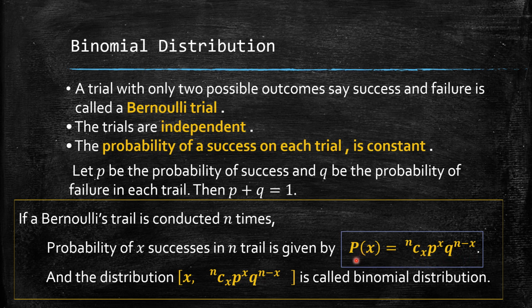This is the probability function of the binomial or Bernoulli trial, and the collection of x along with its probability function, that is x and nCx p power x q power n minus x, defined for each x, is called the binomial distribution. So the binomial distribution is based on the total number of trials and the probability of success p. If I know the total number of trials and the probability of success, then I can find q, that is 1 minus p, and so I can calculate the probability of x successes out of n trials.